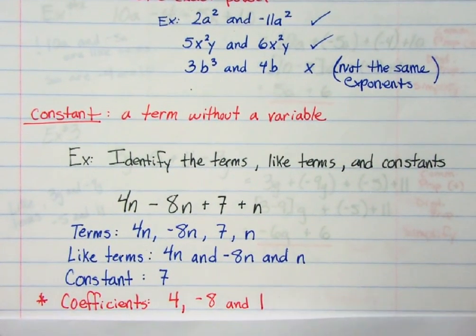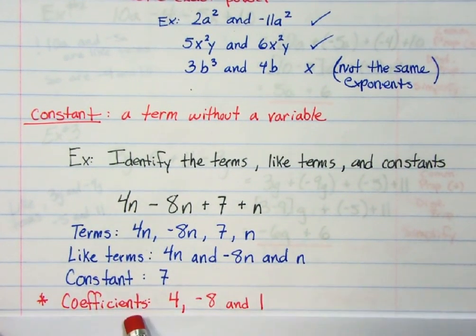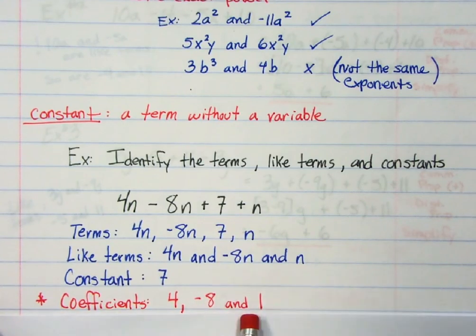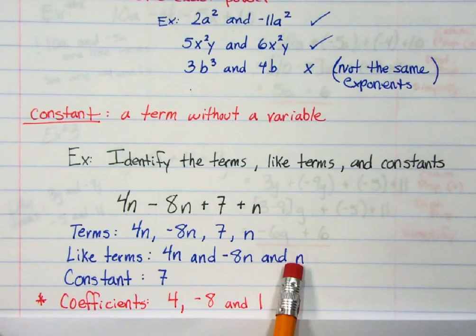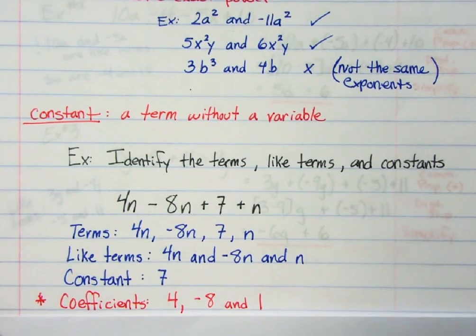Coefficients. This is just an added extra part. Hey, what are the coefficients? If you recall, a coefficient is the number in front of the variable. So I look at the variables. It's 4, negative 8, and that invisible 1. So those are three different coefficients.